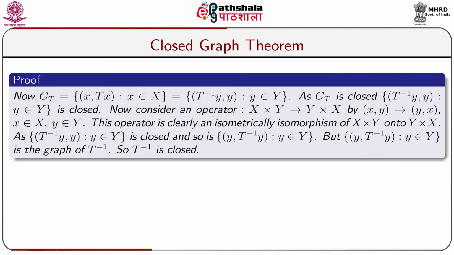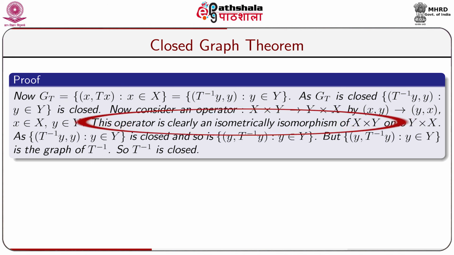Now G_T is equal to the collection of all elements taken pairwise, that is (x, Tx), where x belongs to X, and which is equal to (T inverse y, y), where y runs over Y. As G_T is closed, the set of pairs (T inverse y, y), where y belongs to Y, is a closed set. Now consider a mapping X cross Y to Y cross X given by the pair (x, y) goes to (y, x), where x belongs to X, y belongs to Y.